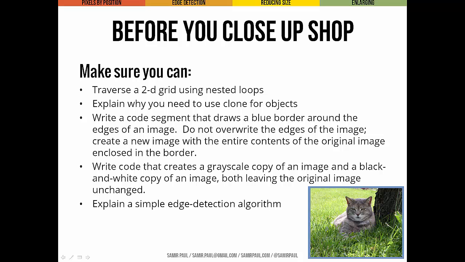Think about how you would write some code that creates a grayscale copy of an image and a black and white copy of the image, both leaving the original image unchanged. We don't want to edit the original image at all. And finally, be able to talk me through a simple edge detection algorithm like the one we looked at today. Fantastic.